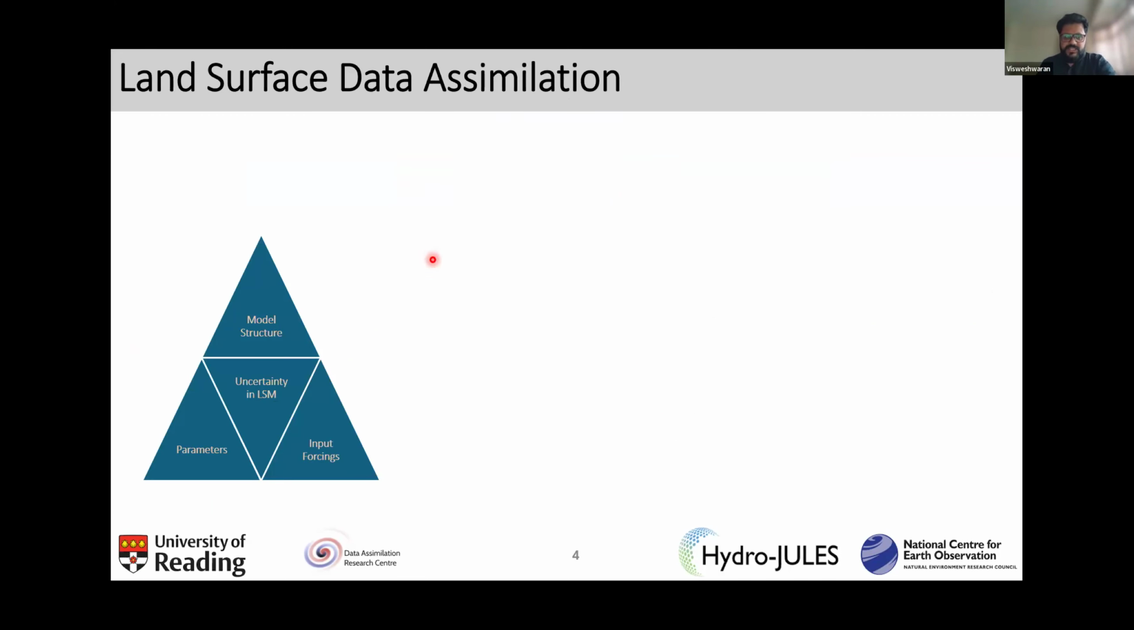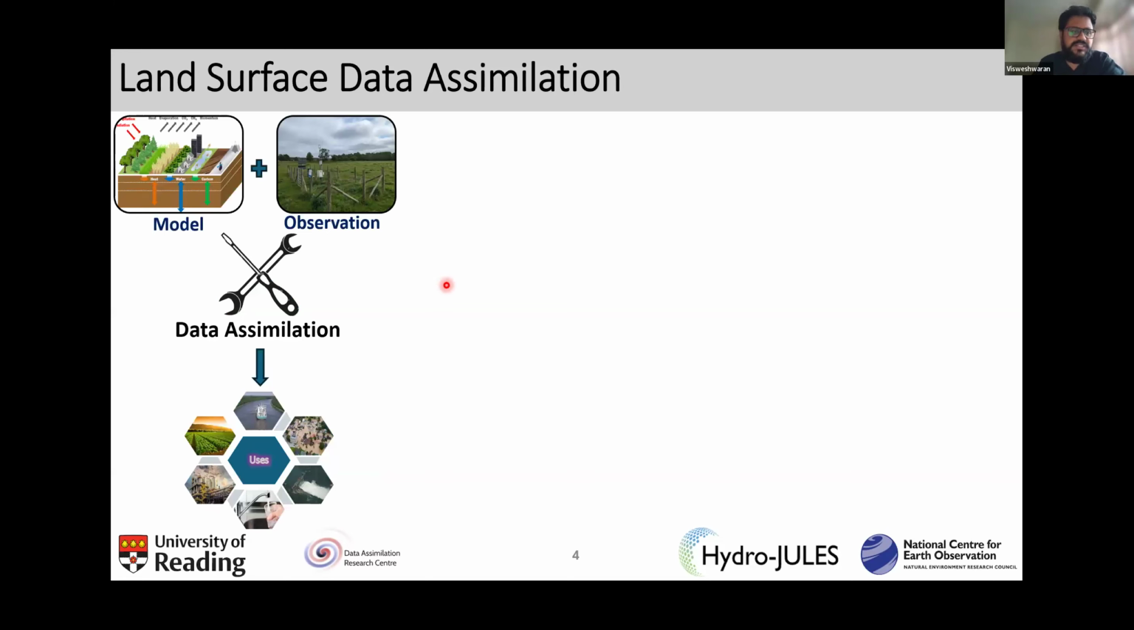JULES, like any other land surface model, is subject to various sources of uncertainty. As data assimilation researchers, we try to blend two sources of information based on their respective error covariances to improve the estimates and forecasts of the model for various applications.